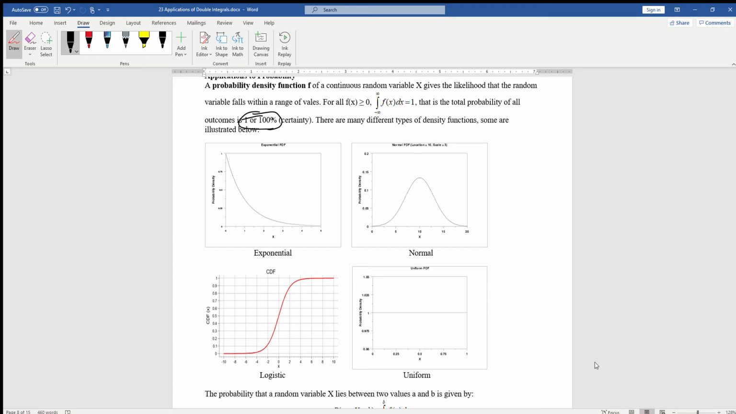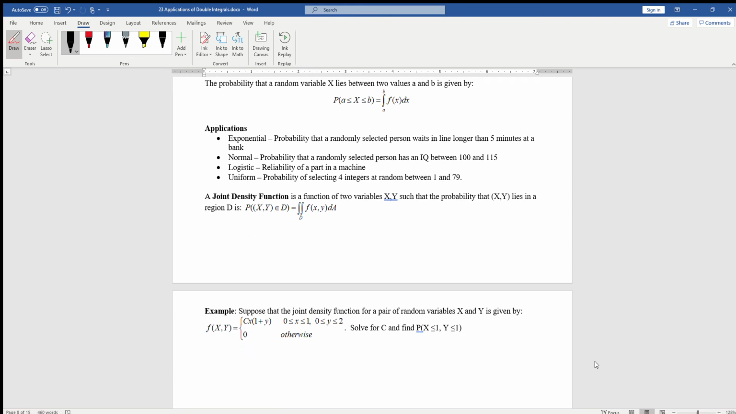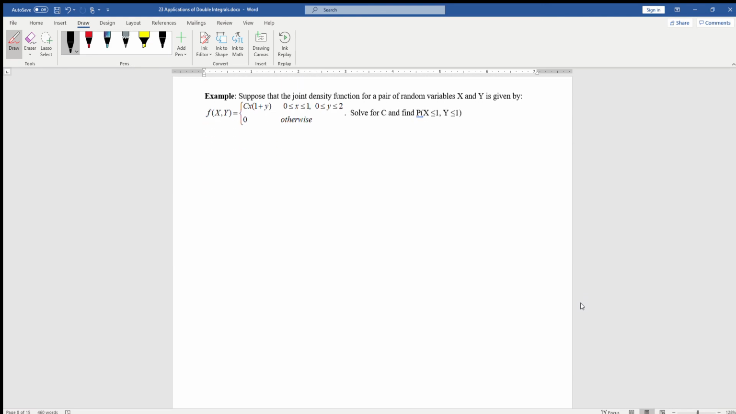In the types of problems you'll be faced with, you'll be given the density function, and then you'll just have to develop a double integral to find the joint probability. A joint density function has two random variables, x and y, and we take that multivariate function and find the double integral of that. A very common problem I recall in statistics was that you're given a density function with an unknown constant c, and what you want to do is solve for c, and then find P(x less than 1, y less than 1).